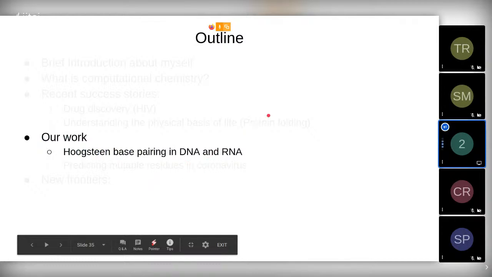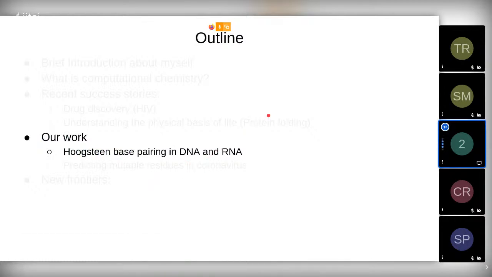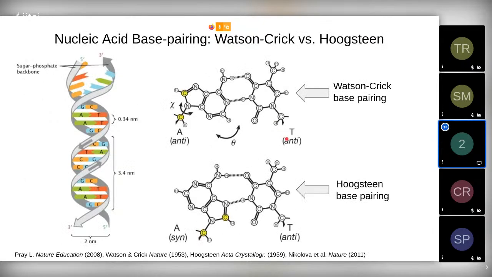With that, I will give a brief overview of the work I did for my PhD research. The first thing I will talk about is Hoogsteen base pairing in DNA and RNA. As you know, in DNA the two helices are intertwined with Watson-Crick base pairing between AT and GC base pairs. But there exists some unconventional Hoogsteen base pairing, where the adenine base flips 180 degrees along the glycosidic angle, and leads to this different form of base pairing structure.